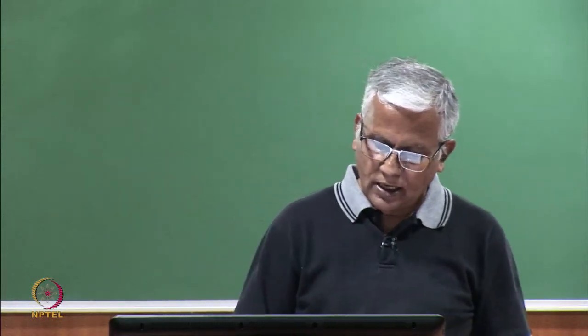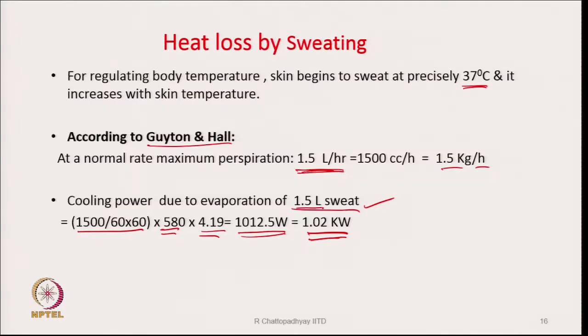But otherwise we should know that if we are generating 1.5 liter of sweat per hour, which is one of the extreme situations, then the cooling power of that sweat, provided the entire sweat is getting evaporated also, is 1.02 kilowatt.